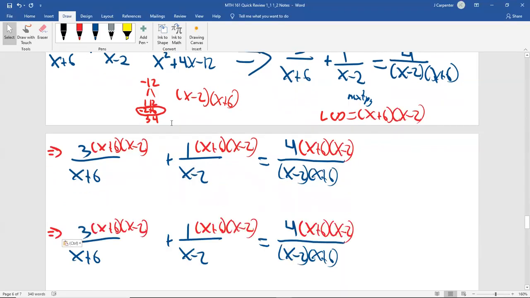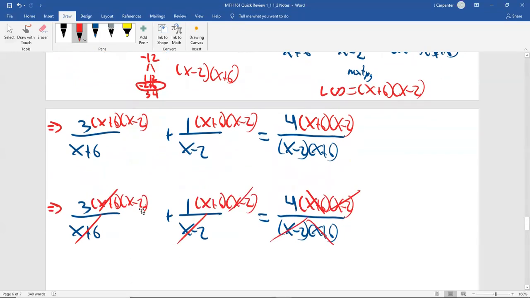There we go. So here's what's going to cancel. You got an x plus 6, top and bottom, gone. You got an x minus 2, top and bottom, gone. Then in this fraction, you got the x plus 6s, and you have the x minus 2s, so they're all gone. I'll give you a second to catch up there, because I quickly copy-pasted something, and you have to write it.